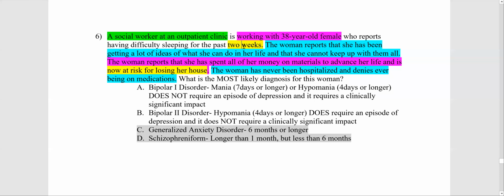So we have 2 weeks. So mania and or hypomania would fall in. Having that flight of ideas, she spent all of her money and is now at risk for losing her house. So that's a clinically significant impact. Never been hospitalized, denies any meds, and it does not cite any episodes of depression. So bipolar 2 disorder would step aside, and we'd have bipolar 1 disorder because we have that clinically significant impact based on the fact that she's about to lose the house and has all of these symptoms and falls in the time frame of 2 weeks, and more of mania, 7 days or longer. So that's how we look at that question in particular.